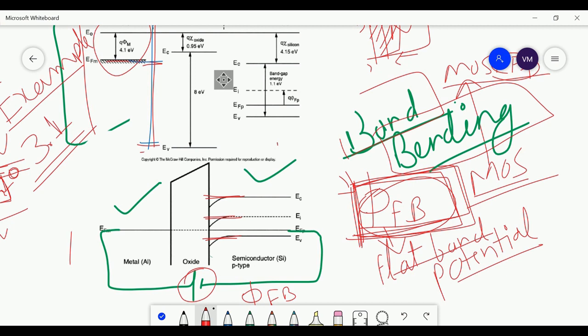Fine. So you need to remember these three to four terminologies. Out of which work function, Fermi potential and flat band voltage are the important ones. Fine. So let's move forward. That was the review of last class.